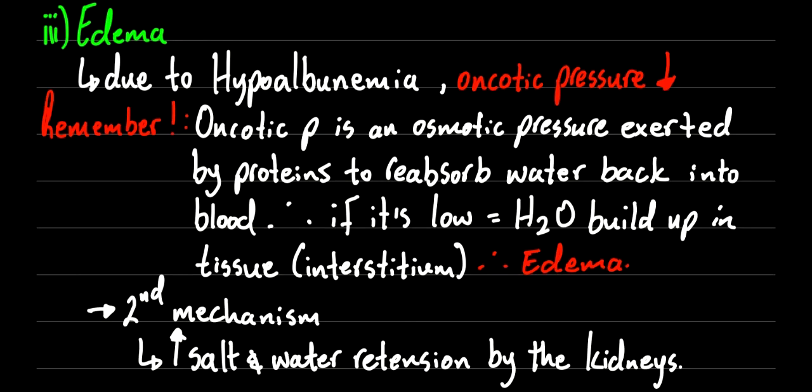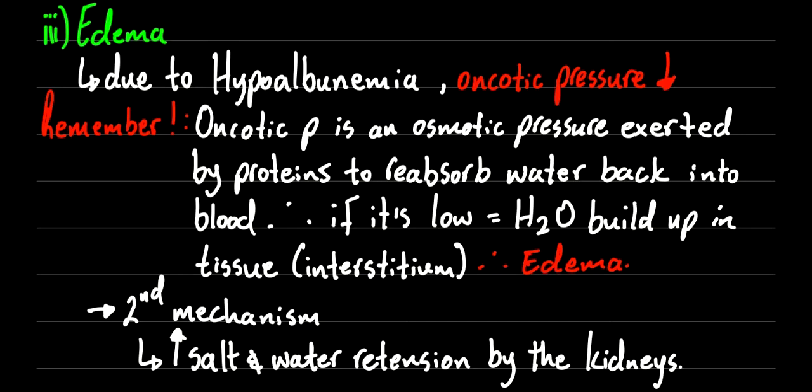Now, because we are losing circulating plasma proteins, there's a decrease in oncotic pressure. Oncotic pressure is an osmotic pressure exerted by proteins to reabsorb water back into the blood. Therefore, if it's low, it means fluid will not be reabsorbed into the circulation, that is, into blood, thus building up in the interstitium. And this fluid accumulation in the interstitium leads to edema.